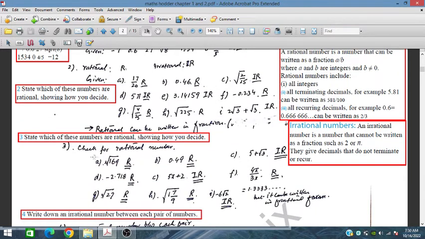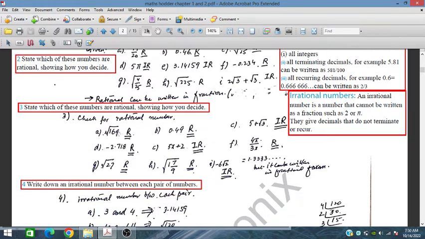Check for rational numbers. State which of these numbers are rational and show how you decide. So, square root of 169, which is equal to 13, so it's rational. 0.45 can be written as 49 divided by 100, so it's rational.